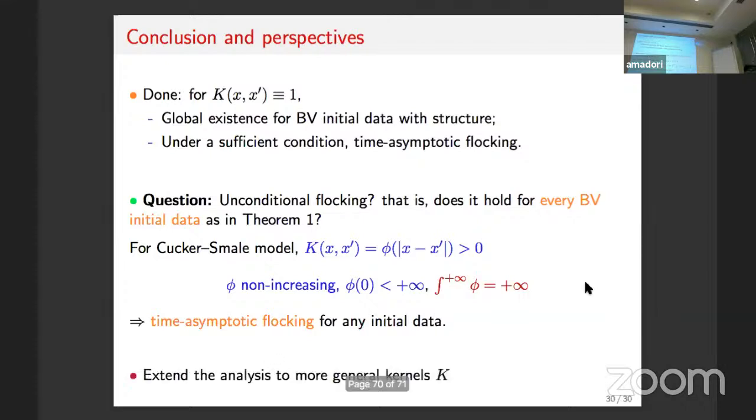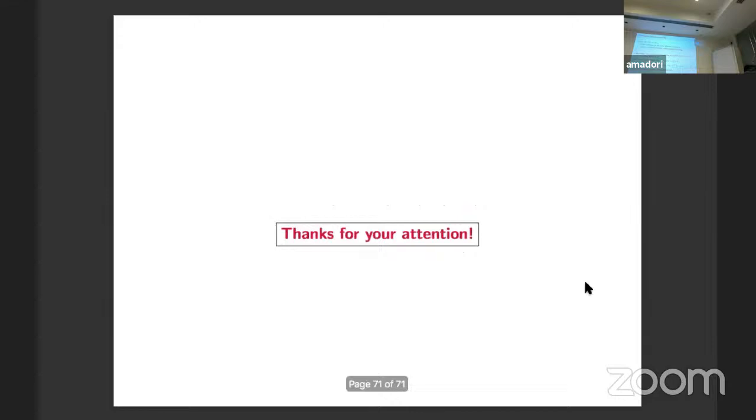And of course, it would be interesting to extend the analysis to a more general class of interacting kernels. So I think I stop here. Sorry for being late, and thank you for the attention.